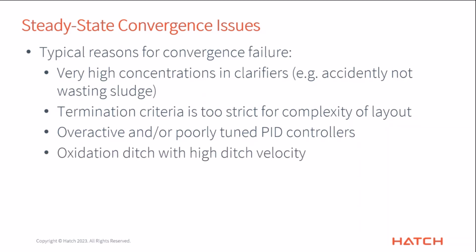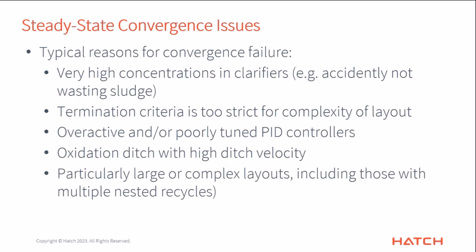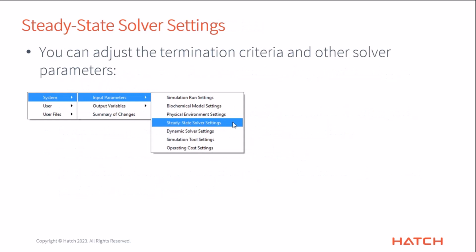The oxidation ditch itself is notoriously difficult to solve. And in general, if you have particularly large or complex layouts, it does take longer to solve to steady state. There's more mass balances to close, there's more degrees of freedom in the system itself, and so you may find that they take a little longer, or that they don't get all the way there, and so there are some things that you can do to help yourself along.